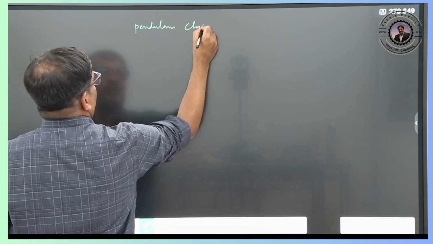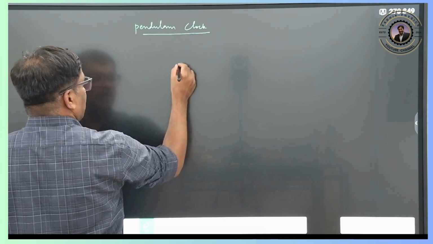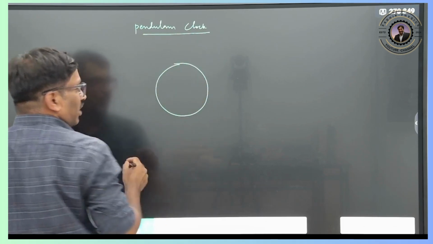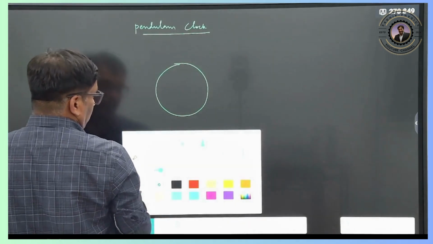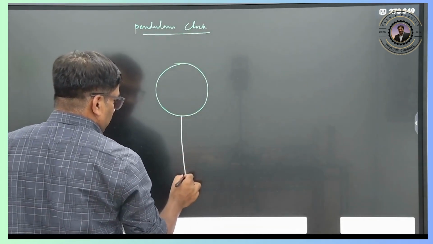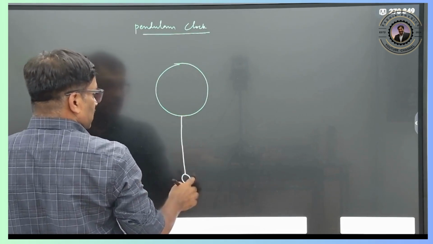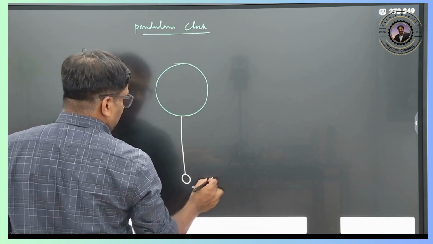Pendulum clock. How will the pendulum clock work? Here there is a clock. In the olden days we used to use these pendulum clocks. This clock had one pendulum attached to it. So this pendulum we will call a seconds pendulum.